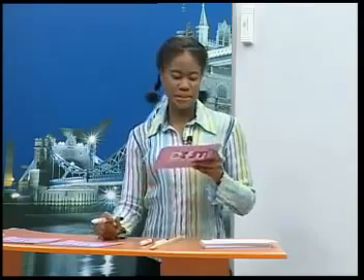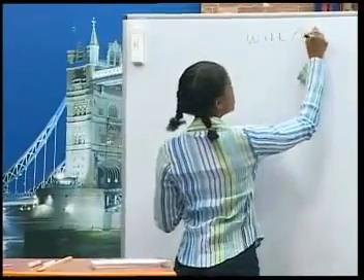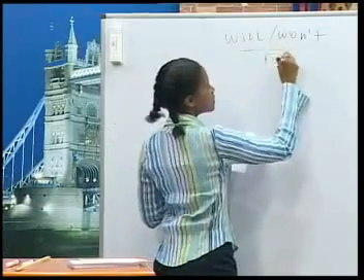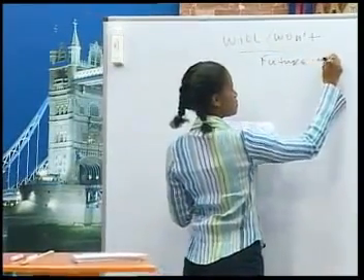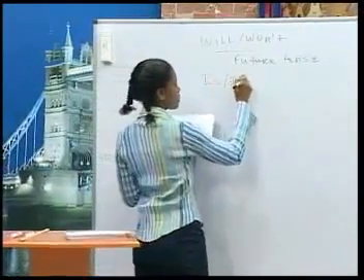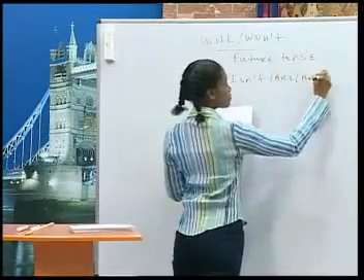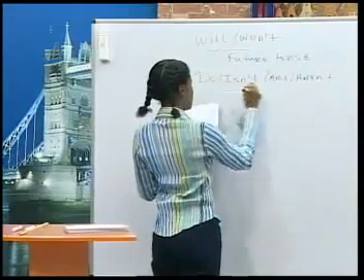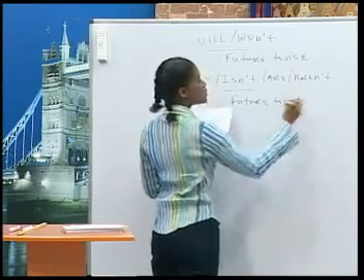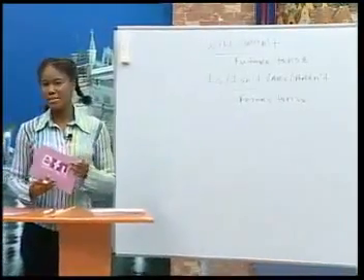Now, for the future tense, will and won't are used in question tags. This is for the future tense. Now, is, isn't, are, and aren't can also be used for the future tense if the simple present is used to talk about a future action. Okay, now let's practice again.